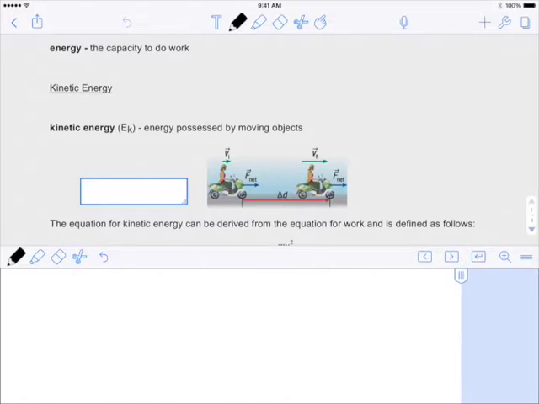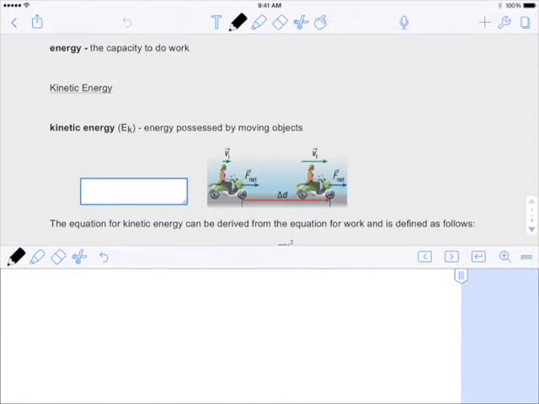I want you to imagine a mouse on a bicycle pedaling at 10 kilometers per hour and an identical mouse on a bicycle pedaling 100 kilometers per hour. The mouse that is pedaling 100 kilometers per hour possesses more kinetic energy, and the reason why is because his speed is greater. Next, I want you to think of a mouse on a bicycle pedaling 100 kilometers per hour and an elephant on a bicycle pedaling 100 kilometers per hour.